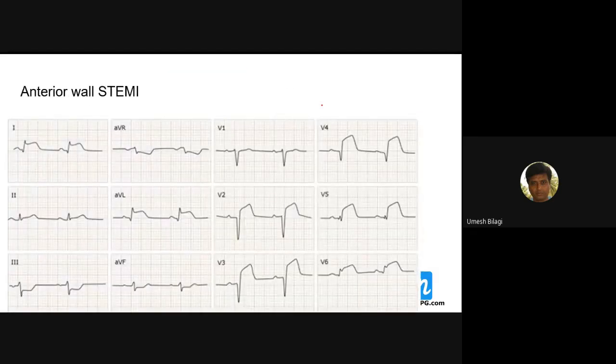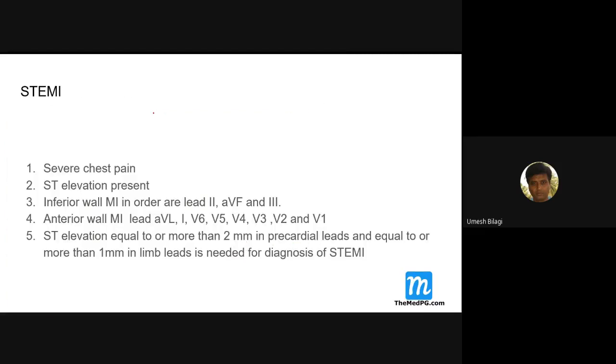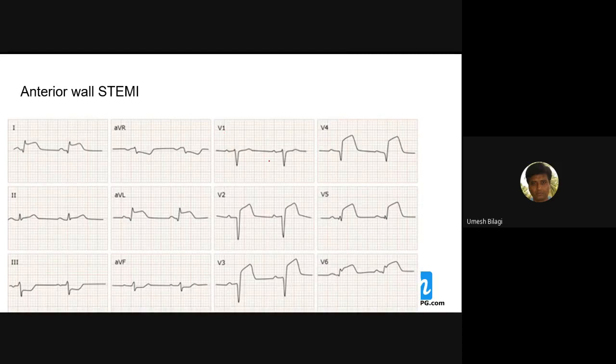So if you want to say there is STEMI in the chest leads, these are the chest leads, you need at least 2 squares of ST elevation. Whereas in the limb leads, 1 square of ST elevation is sufficient to call it ST elevation. That is the rule.